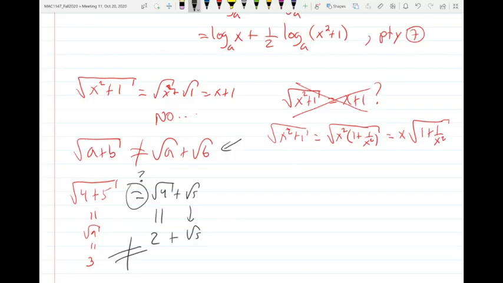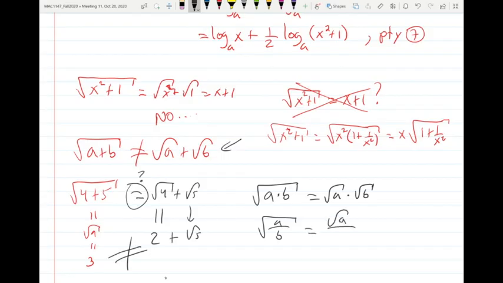Okay? So be careful, okay? So now, for a product it is true. If you have the square root of a product, it is true that this is the square root of a times the square root of b. And the same thing for fractions. If you have a over b, this is the square root of a over the square root of b. But for a sum and difference, no, you cannot do that. You cannot split it.